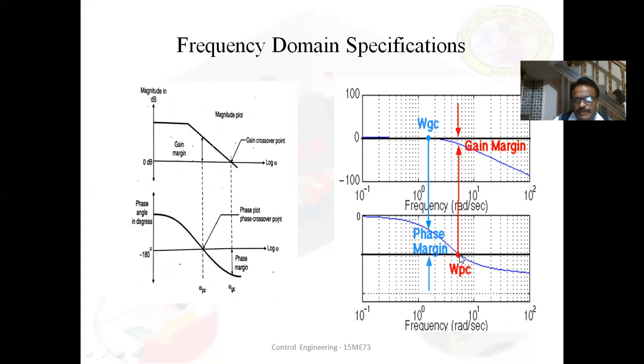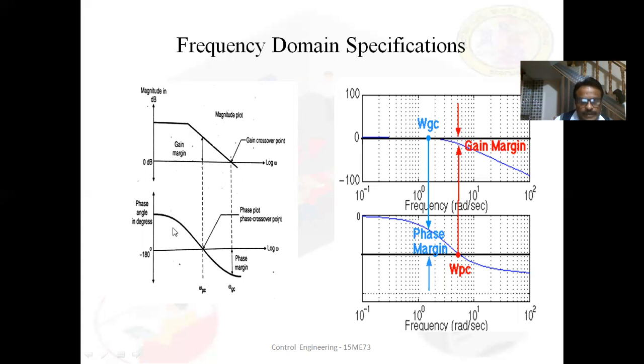Resultant phase curve where it crosses minus 180 degree. Here it crosses the minus 180 degree line. Draw a vertical line towards the magnitude plot. Then the distance measured from this point, 0 dB line and resultant magnitude curve, is called the gain margin.